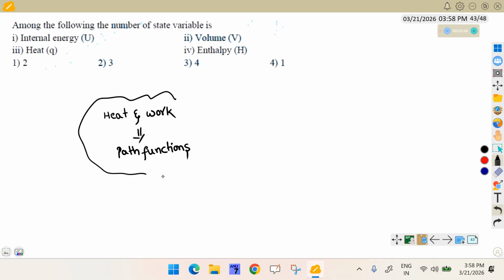Among the following, the number of state variables is, we know that heat and work are path functions. Heat is a path function. All the remaining energy forms and volume are considered as state functions. Correct answer is 3.